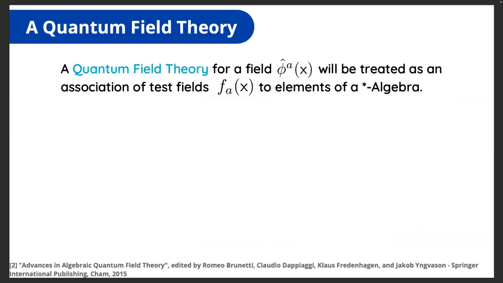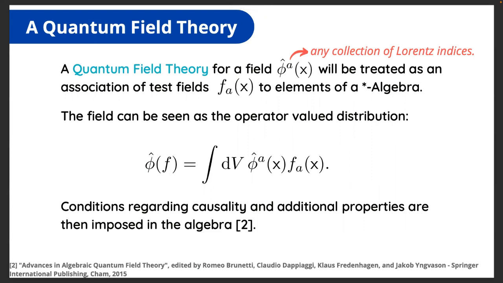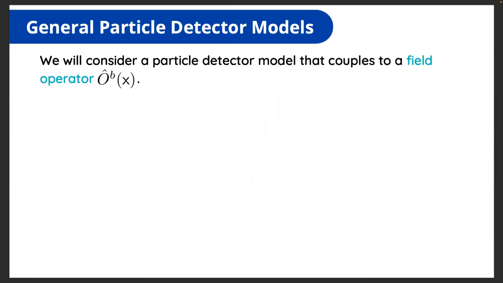A quantum field for me, phi A, where A here is any collection of Lorentz indices, will be essentially an association of test fields to elements of a star algebra. Okay, so basically, this is the way you should think of the quantum field, as this operator-valued distribution, right? And you can implement conditions regarding causality, additional properties of the algebra, commutation relations. You can decide to handle gauge. But if you can talk about this operator here, phi A of x, then everything that I'm going to say here applies.